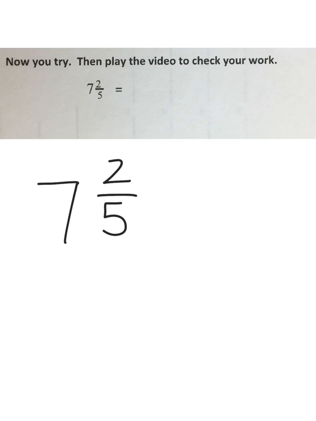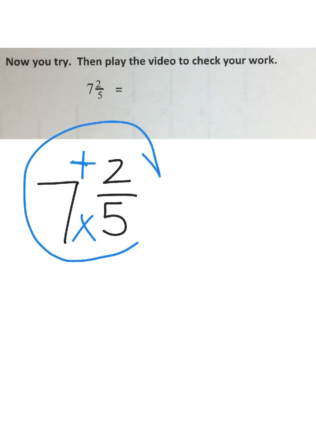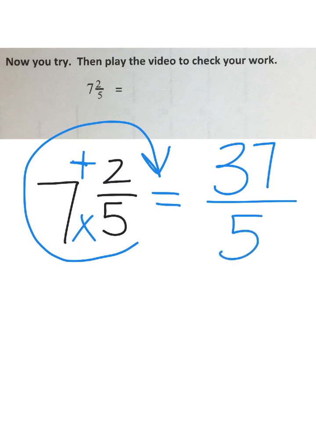For the second problem, we should be multiplying our whole number 7 times our denominator 5, and then adding our numerator. Draw our cartwheel, and we should get 5 times 7 is 35, plus our numerator 2 is 37, and our denominator stays the same at 5. So our answer should be 37/5.